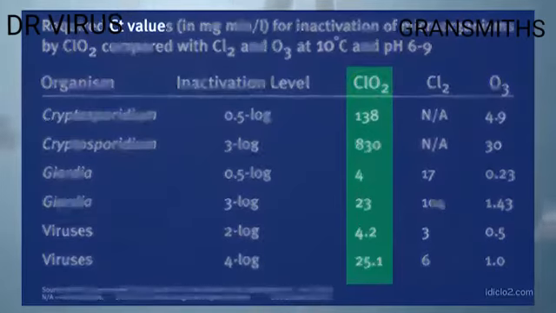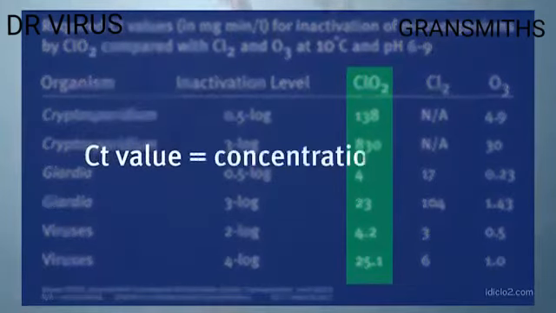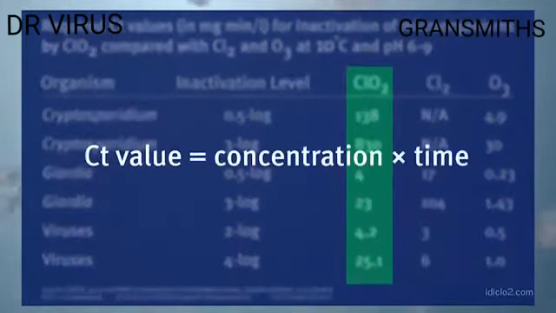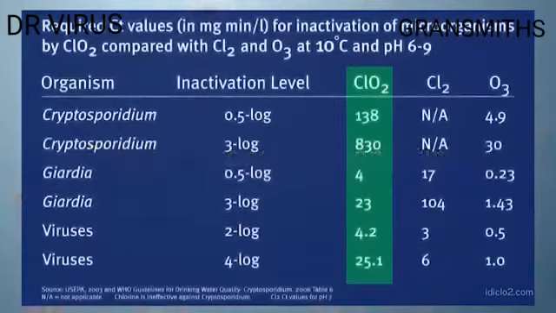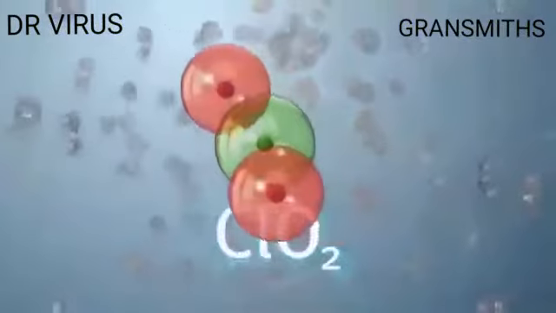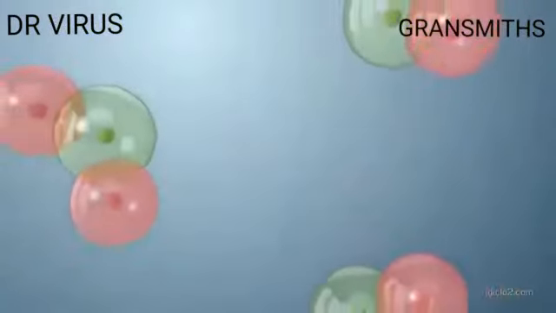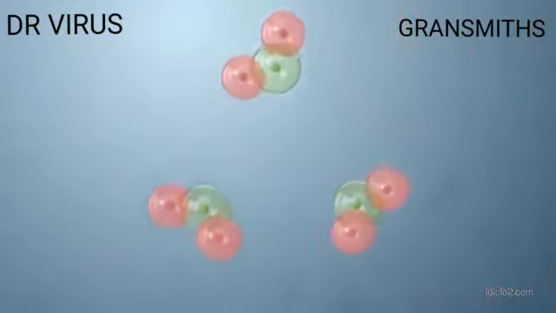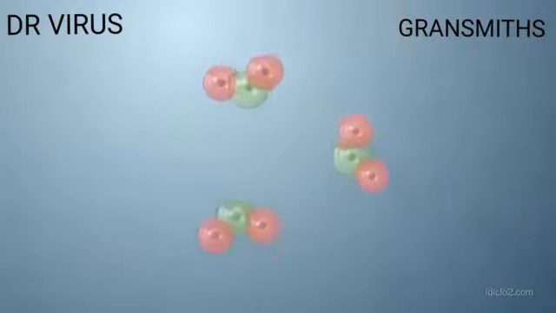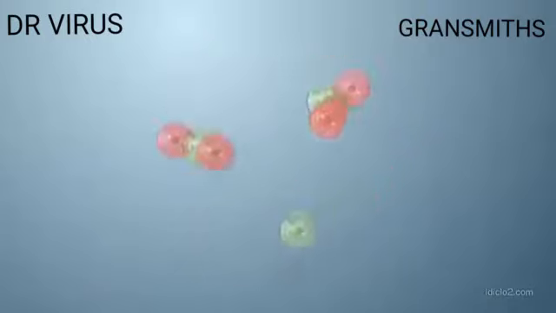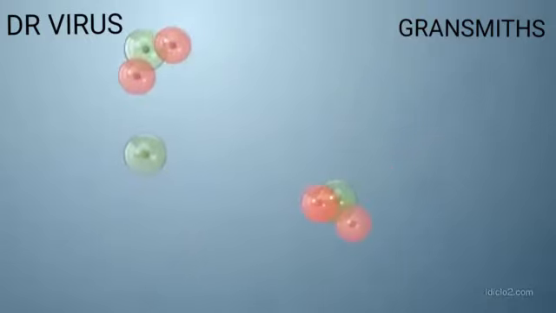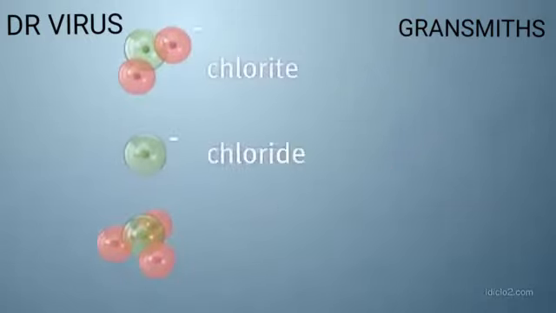The CT value is defined as concentration multiplied by time to achieve a desired disinfection performance. The lower the number, the stronger the disinfectant. Chlorine dioxide doesn't form chlorinated organics like THMs or HAAs. The decomposition byproducts of ClO2 generated by sodium chlorite include chlorite, chloride, and chlorate ions.